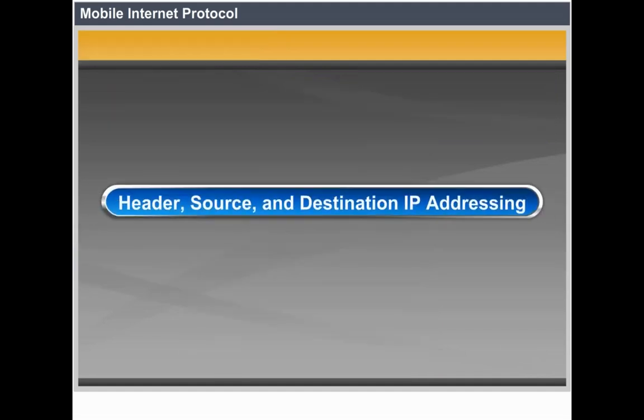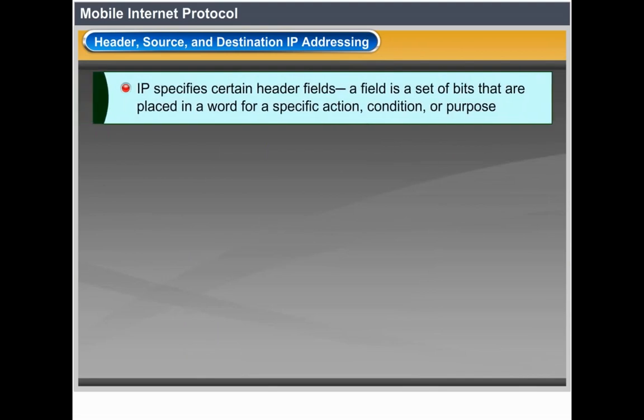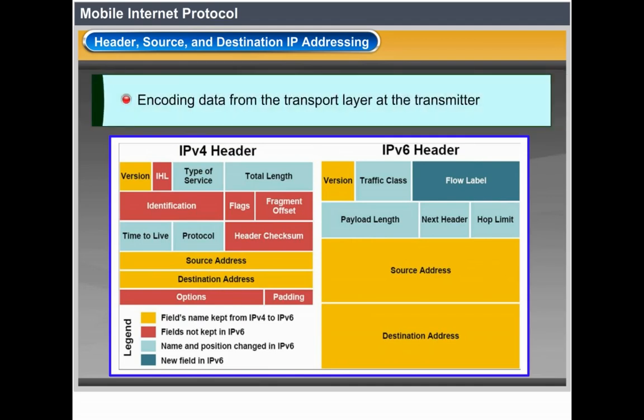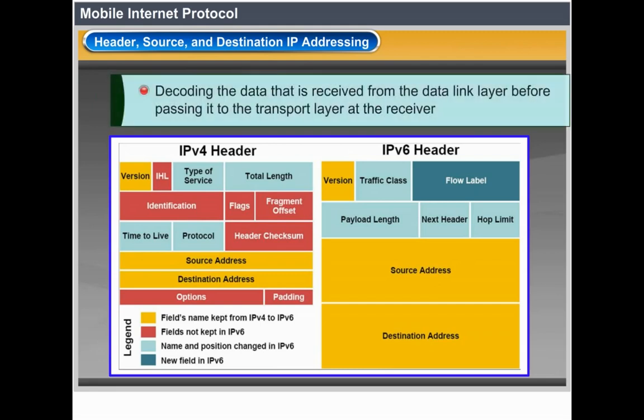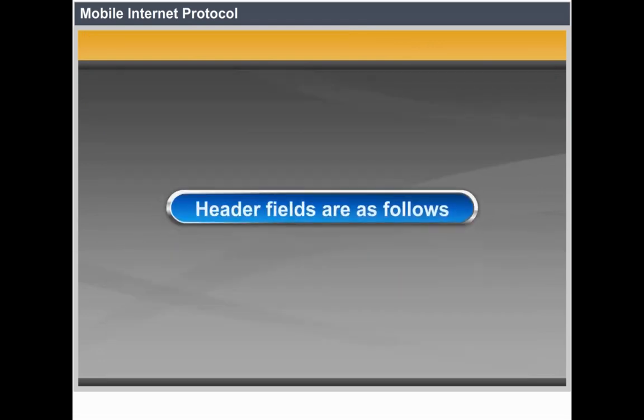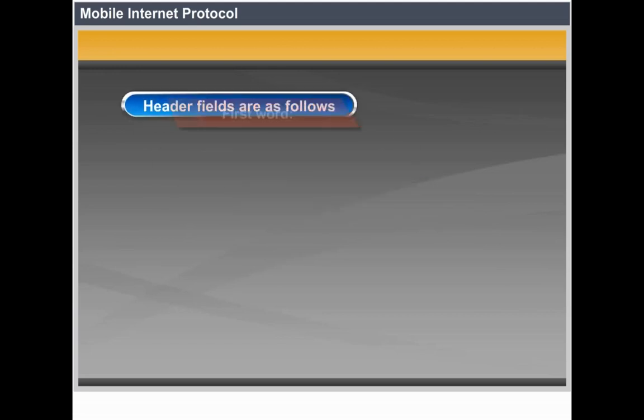Header, source and destination IP addressing. IP specifies certain header fields. A field is a set of bits placed in a word for a specification, condition, or purpose. Encoding data from the transport layer at the transmitter. Decoding the data received from the data link layer before passing it to the transport layer at the receiver. Header fields are as follows.